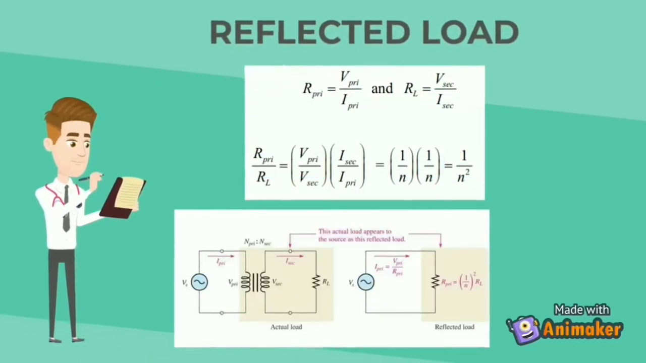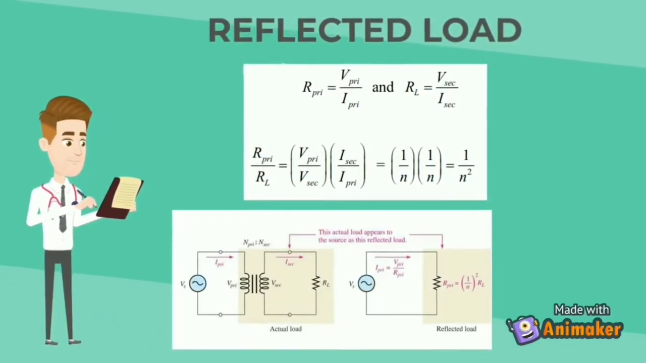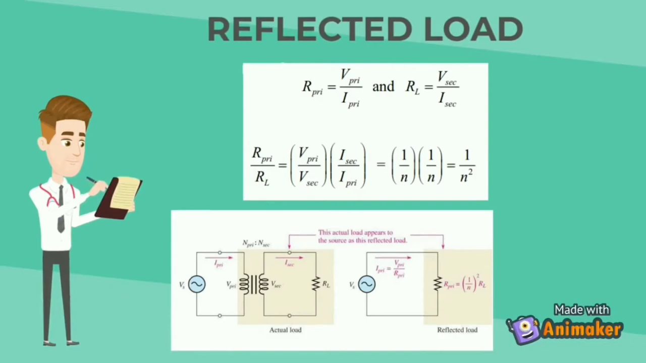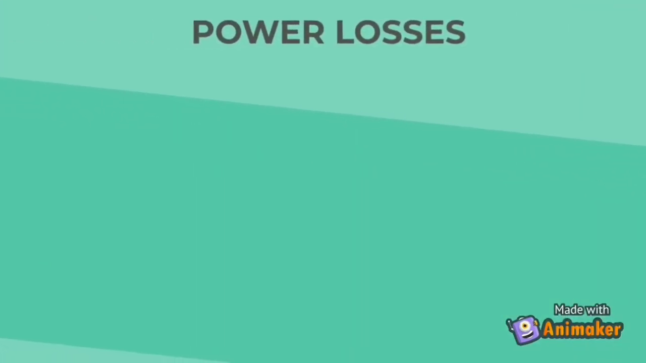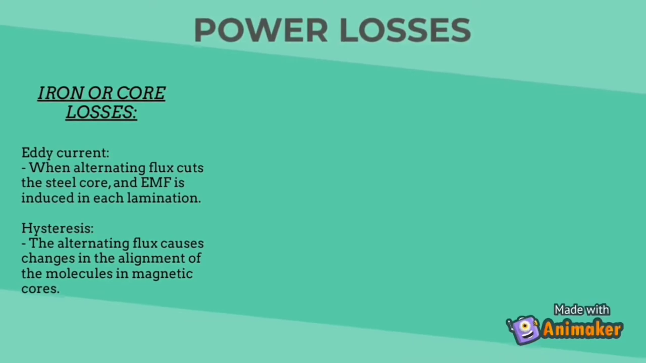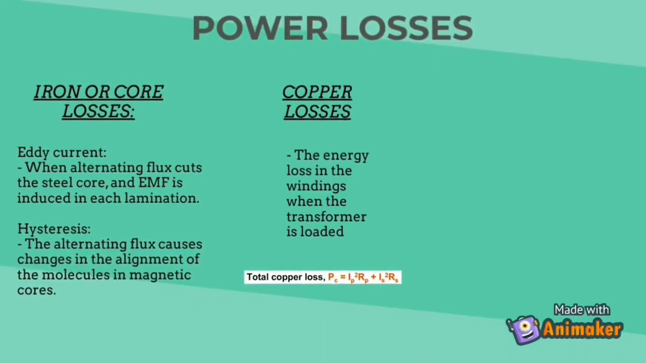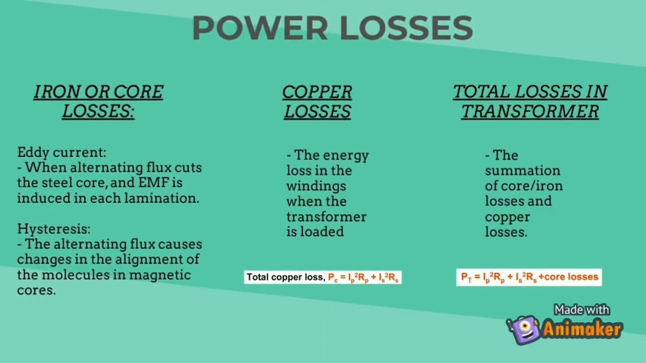Transformer changes both the voltage and current on the primary side to different values on the secondary side. This makes a load resistance appear to have a different value on the primary side. There are three types of power losses in a non-ideal transformer, which are iron or core losses, copper losses, and the last one is total losses in the transformer.